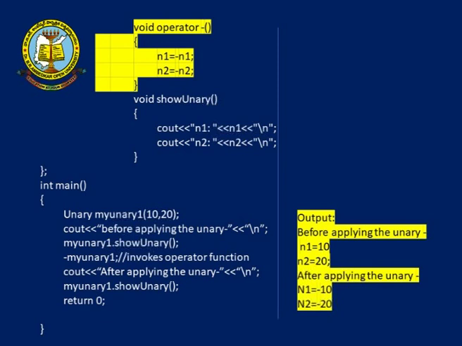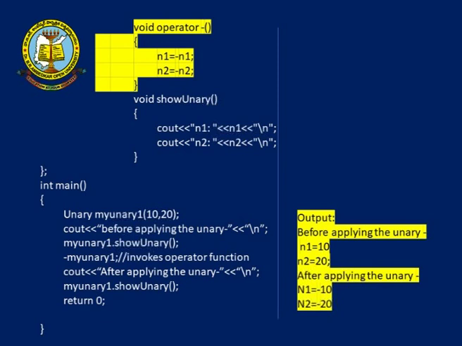Generally, the unary minus can be applied on only one operand, which can be any numerical value. The numerical value sign will be changed to negative. But in this case, we have overloaded that unary minus in such a way that it is going to change the sign of the two data members of that particular object.